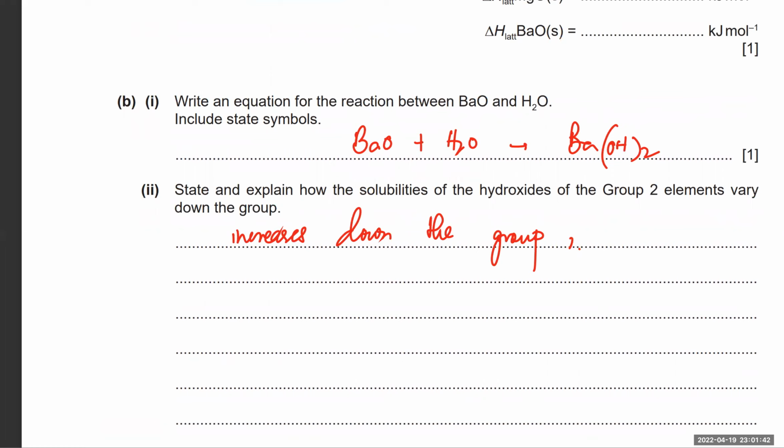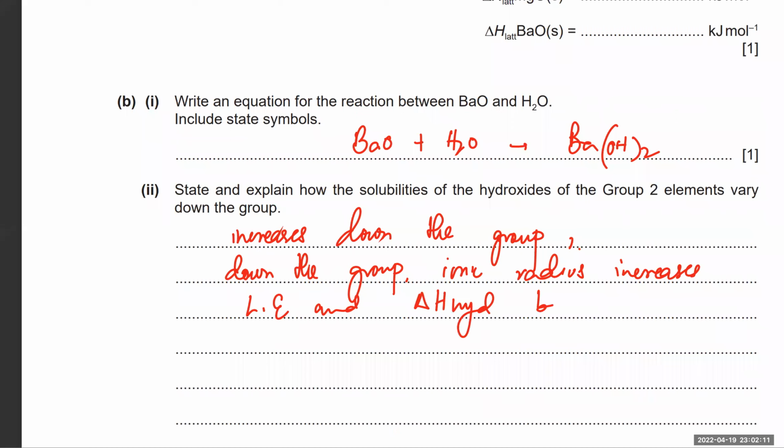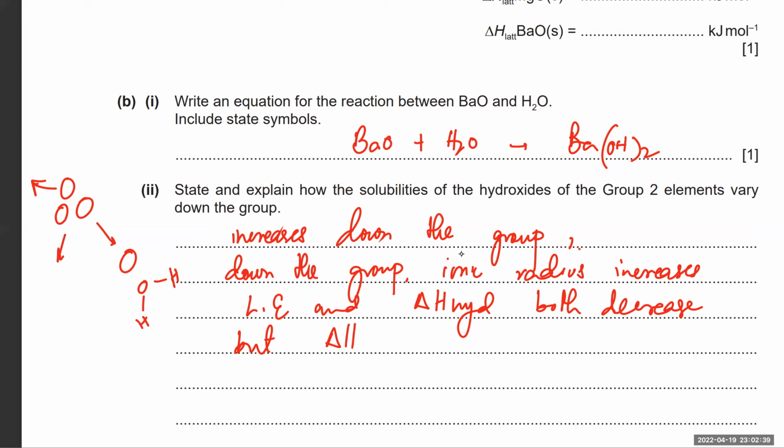So what happens when you move down the group? Ionic radius increases, so it becomes easier to break the lattice. Lattice energy and enthalpy of hydration both decrease. Lattice energy, or the negative of lattice energy, is you breaking the lattice, and once the lattice is broken, the ions get surrounded by water molecules. Both decrease because bigger ions don't form very strong bonds. The last statement: it's becoming exothermic because enthalpy of hydration decreases less.